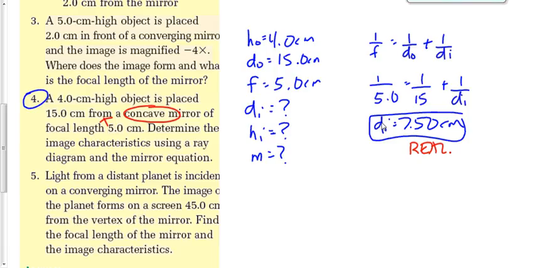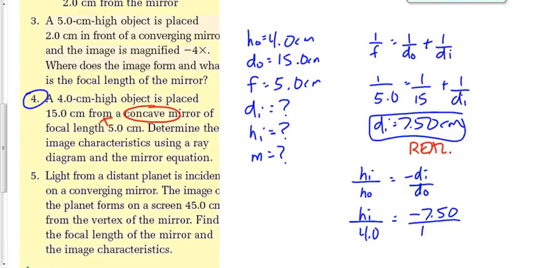Now let's find HI. Say HI over HO equals negative DI over DO. HI is what we're looking for. HO is 4.0. Negative DI, negative 7.50 over DO of 15.0. HI, I think, is going to work out to be negative 2. Again, we weren't asked to find the image height, but we know that since we found it to be a negative value, then we know that it's going to be an inverted image.